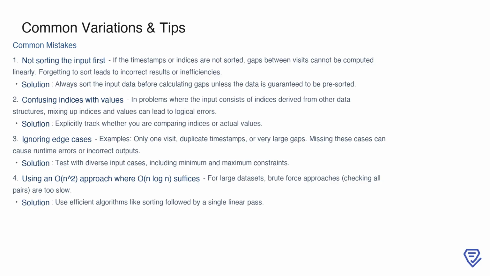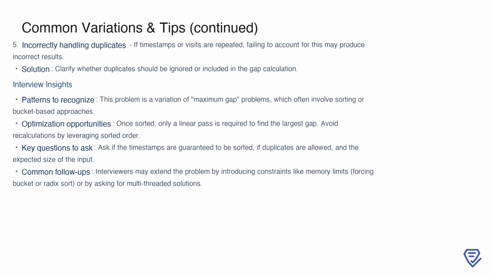Finally, brute force approaches with O(n squared) complexity should be avoided when an O(n log n) solution suffices. For large datasets, sorting followed by a single linear pass is far more efficient and practical. Another point to consider is how you handle duplicates. If timestamps or visits are repeated in the input, failing to address this properly can result in incorrect gap calculations. Be sure to clarify whether duplicates should be ignored or included in your solution.